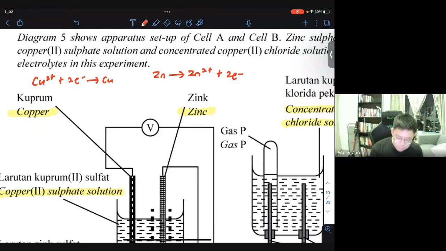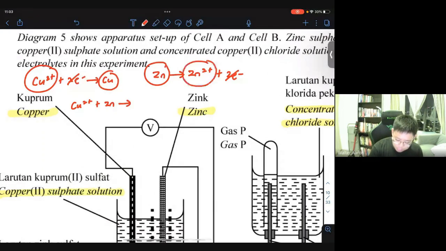So what you can do is a very simple technique. You take whatever is before the arrow and put them together. In this case, you also ignore the electrons, so just cut them off. And whatever is after the arrow, put them together. If you do this correctly, this is your overall ionic equation.